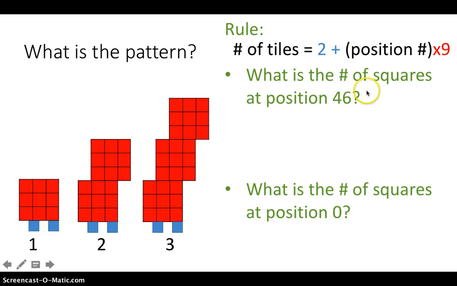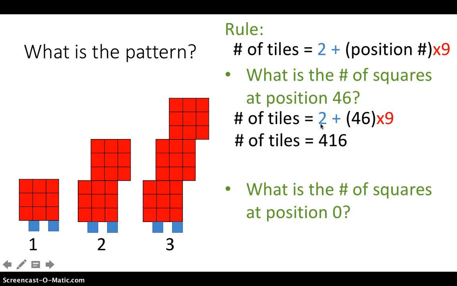Okay, so when it says what is the number of squares, that's in position 46. That means that I'm going to take that pattern rule, number of tiles equals 2 plus the position number times 9, and I'm going to put 46 where the position number was. So now I just follow BEDMAS because I'm looking for the number of tiles, and that's already by itself in the equation. So that means I'm going to multiply first before I add. So 46 times 9 first, then plus 2, and I get 416.